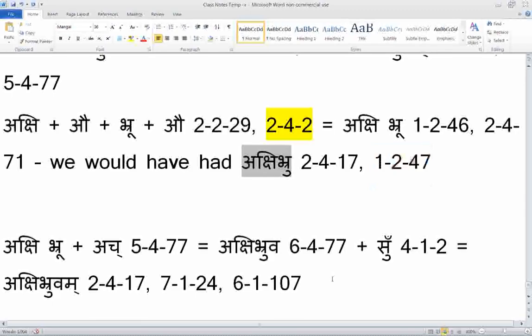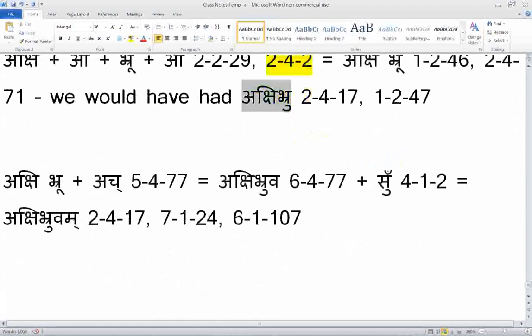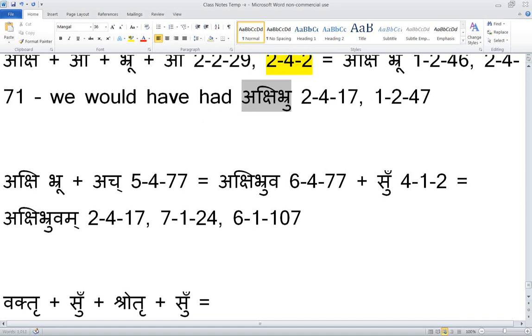Let's take the book example, which is the vaktru cha. So, okay, vaktru cha, vaktru plus su, plus shrotru, shrotru plus su. So let's see, are all the conditions satisfied? We have the vidya sambandha. We have both of them ending in a rukaraha. So rukarantana vidya sambandha vachinam yo dvandvaha.